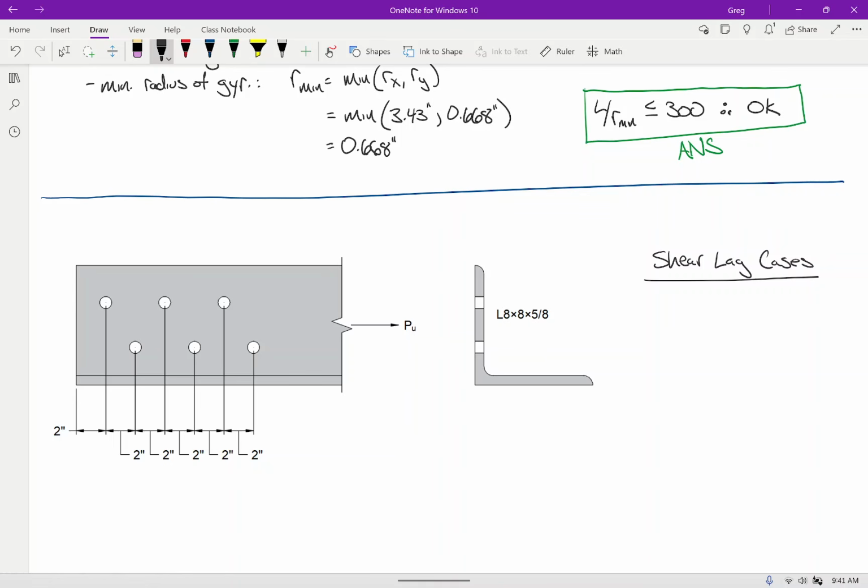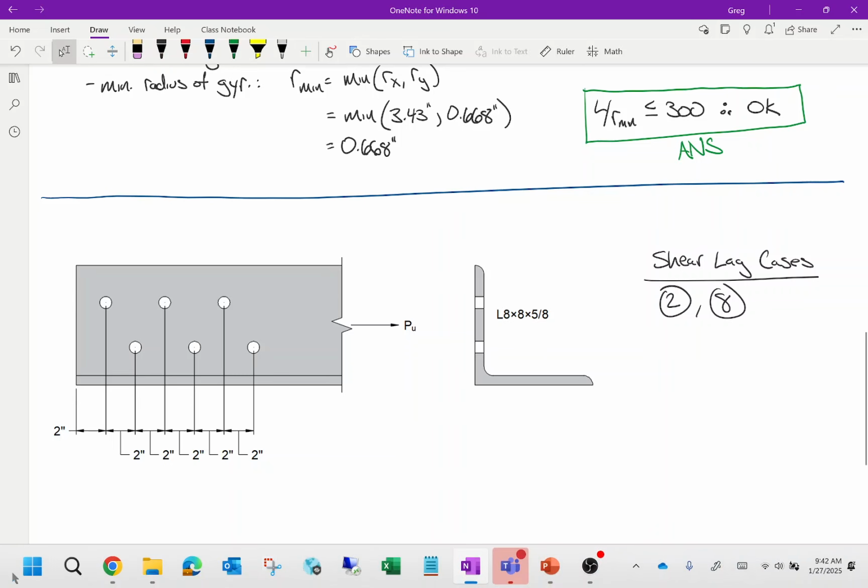So, going to the question that was just asked, is this going to be a case 1 or a case 2? Case 2, because this leg's connected but not this one. Are there any other cases for this one that apply? Is there anything in 3 through 8 that looks like it's going to apply? Case 8. So, what does case 8 say? Well, let's see.